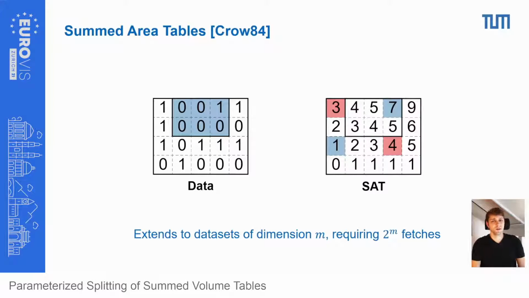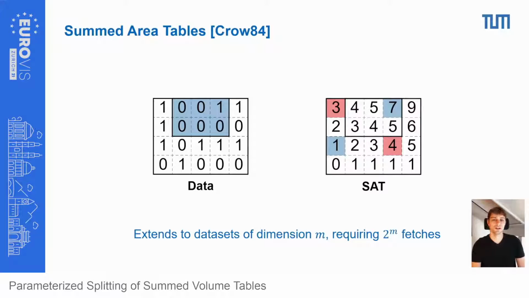Here, 2 to the power of m prefix sums are required to compute a sum over any axis-aligned rectangular solid. The advantage here is that the cost for sum computation does not depend on the subsection of data that is summed over, and summation is equally fast for small and large subsections. The downside, however, is that prefix sums become large and require high precision when storing them.